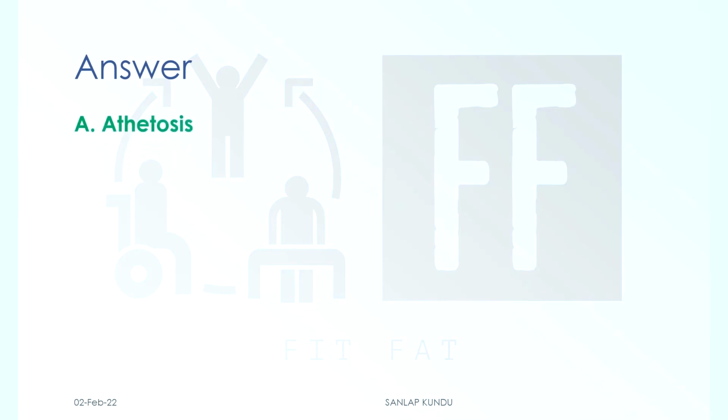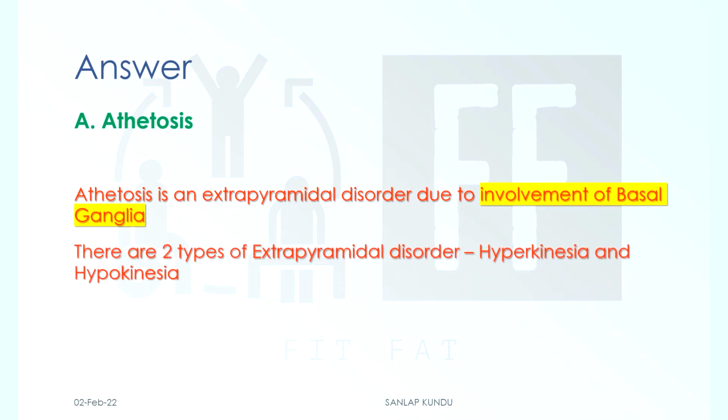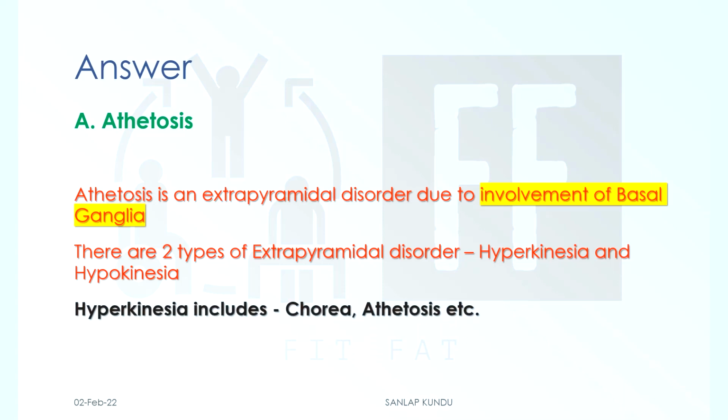Okay, so the correct answer is option A, athetosis. Athetosis is an extrapyramidal disorder due to involvement of basal ganglia. There are two types of extrapyramidal disorder, hyperkinesia and hypokinesia. Hyperkinesia includes dystonia, athetosis, etc. Hypokinesia includes Parkinson's disease. So the answer is option A, athetosis.